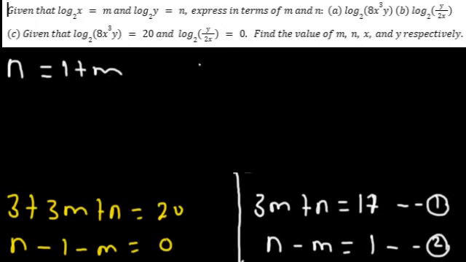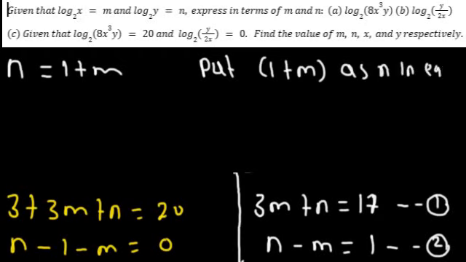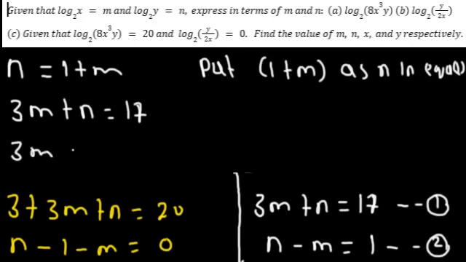So the next thing I will do is to put 1 plus m as n in equation 1. Hopefully you can see that. So therefore, equation 1 is 3m plus n equals 17. If I want to replace n with 1 plus m, I'm going to have 3m plus, in a bracket, 1 plus m, then close the bracket, equals 17.